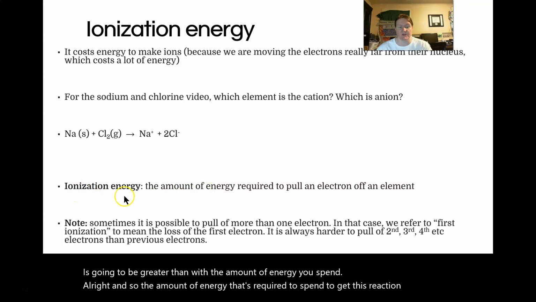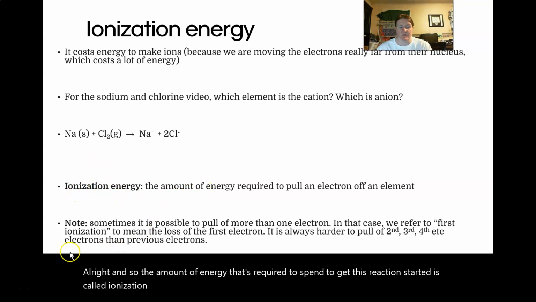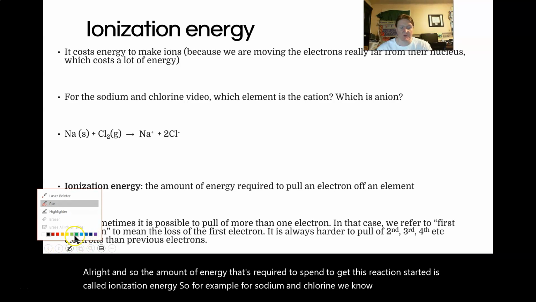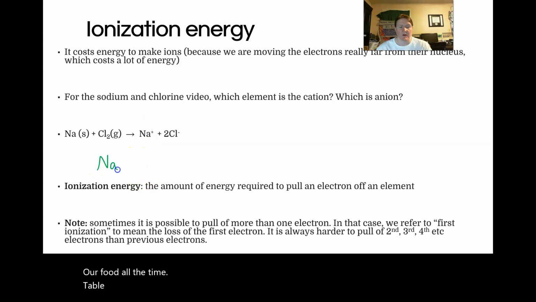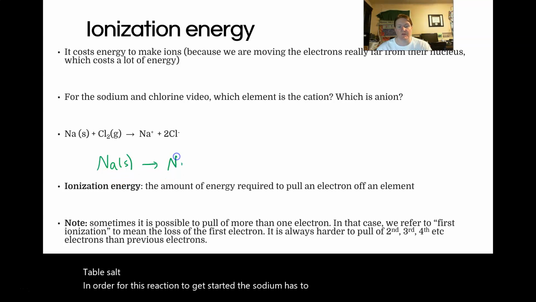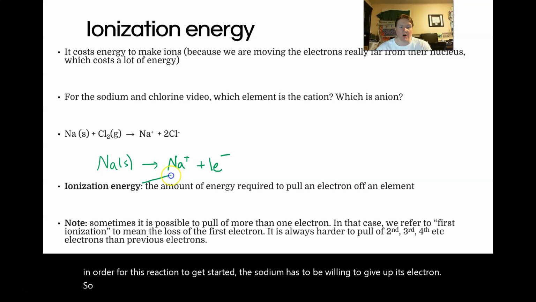All right, and so the amount of energy that's required to get this reaction started is called ionization energy. So, for example, for sodium and chlorine, we know that reaction happens because we put sodium chloride on our food all the time. It's table salt. In order for this reaction to get started, the sodium has to be willing to give up its electron. So this has a certain cost, right?